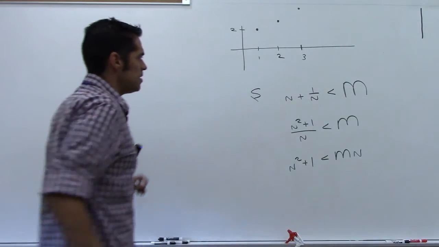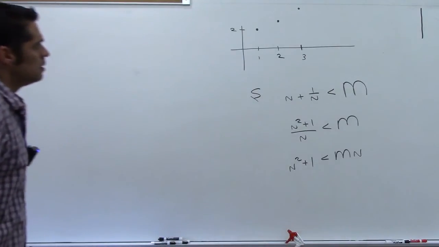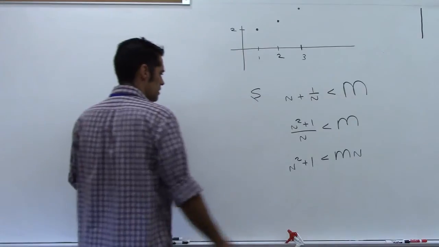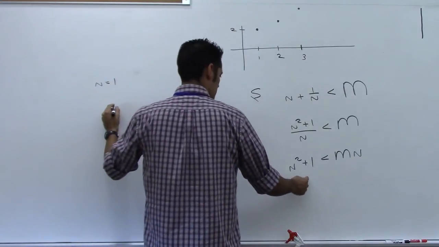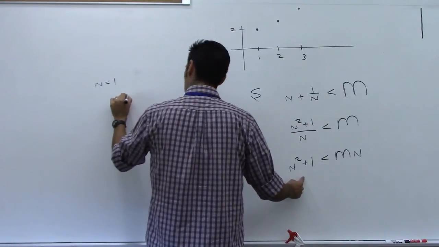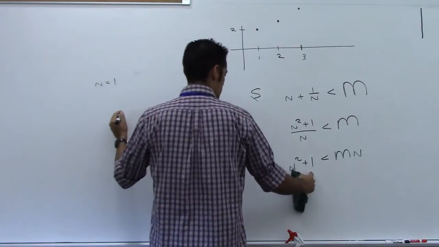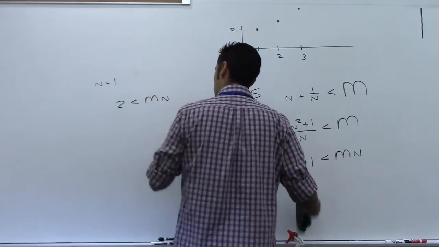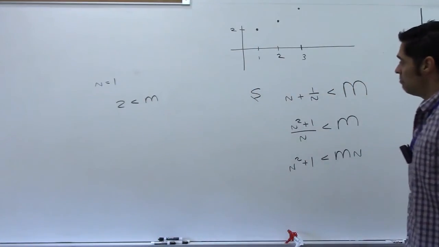Remember, m is a fixed number, right? M is a fixed number. So if m is a fixed number, then let's let n be 1, and let's see if this is true. Well, 1 squared plus 1 is 2, which is less than m. Well, okay, that's not bad.